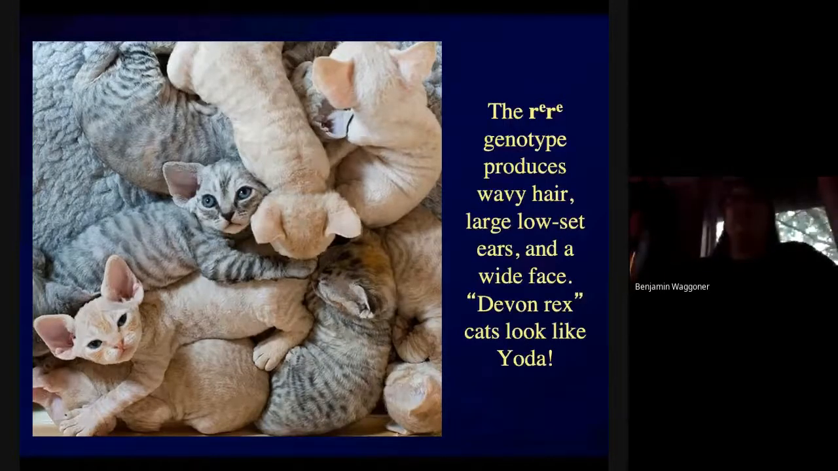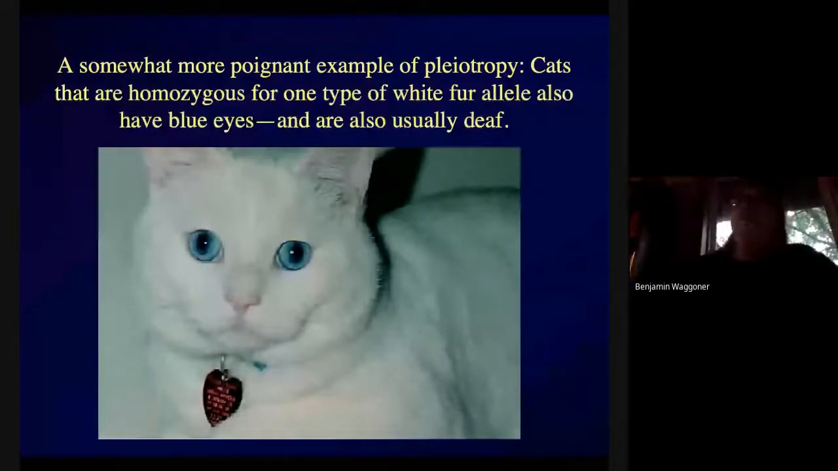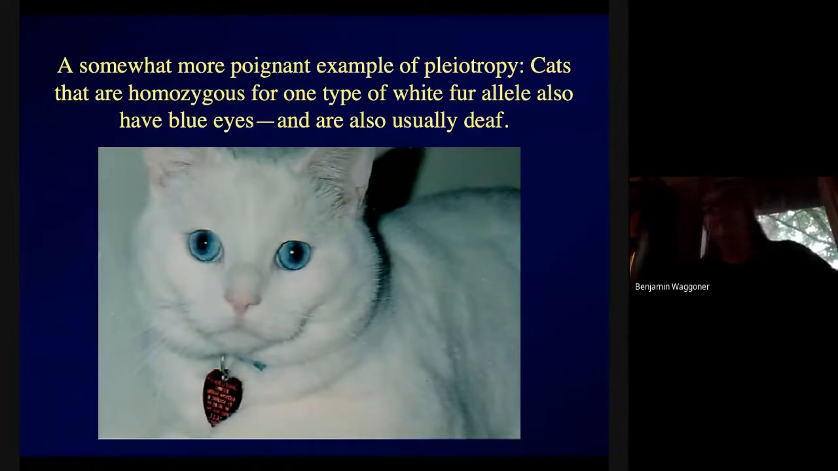Somewhat sadder example of pleiotropy. There's several ways you can genetically get a white cat. There are some cats that are called white when they're basically homozygous for that white spotted allele, and they've got so many white spots that it basically covers up the color. But there's other genetic ways that you can get a white cat. And cats that are homozygous for one white fur allele also have blue eyes, and also they're usually deaf. There's actually a neat linkage between the production of pigment in the skin and the development of hair cells in the inner ear that allow you to perceive sound. Don't really have time to get into that, I'm afraid. But yeah, cats that are homozygous for one of the white fur alleles also have blue eyes and also are usually deaf.